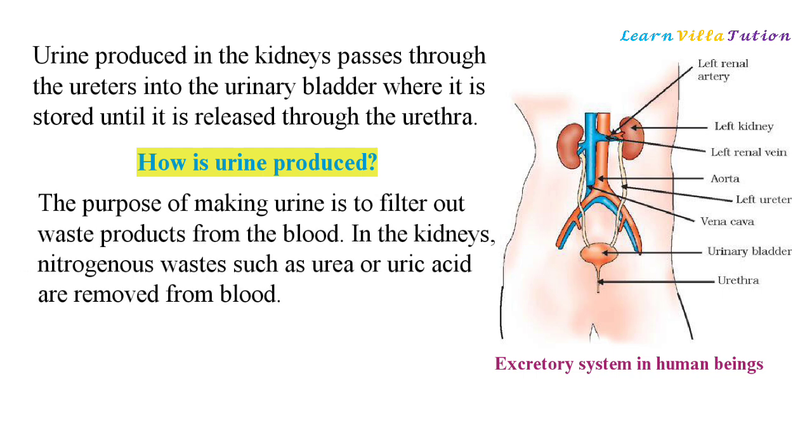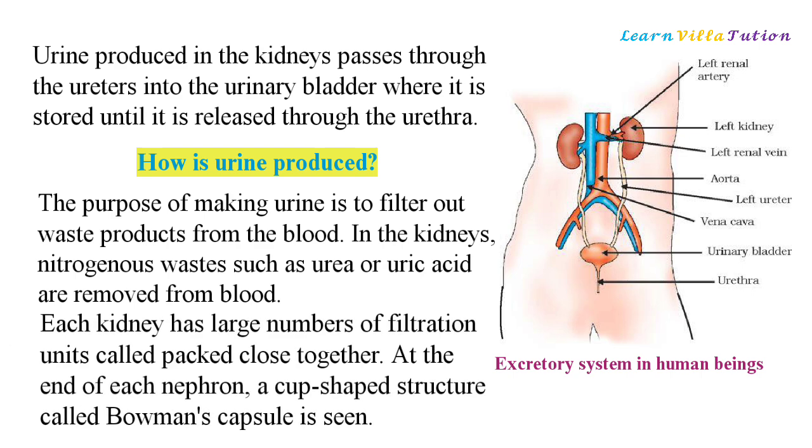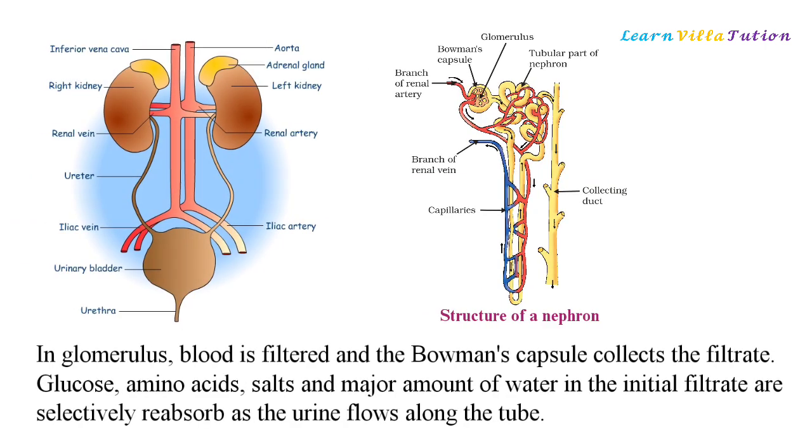The purpose of making urine is to filter out waste products from the blood. In the kidneys, nitrogenous wastes such as urea or uric acid are removed from blood. Each kidney has large numbers of filtration units called nephrons packed close together. At the end of each nephron, a cup-shaped structure called Bowman's capsule is seen. In the glomerulus, blood is filtered and the Bowman's capsule collects the filtrate. Glucose, amino acids, salts, and a major amount of water in the initial filtrate are selectively reabsorbed as the urine flows along the tube.